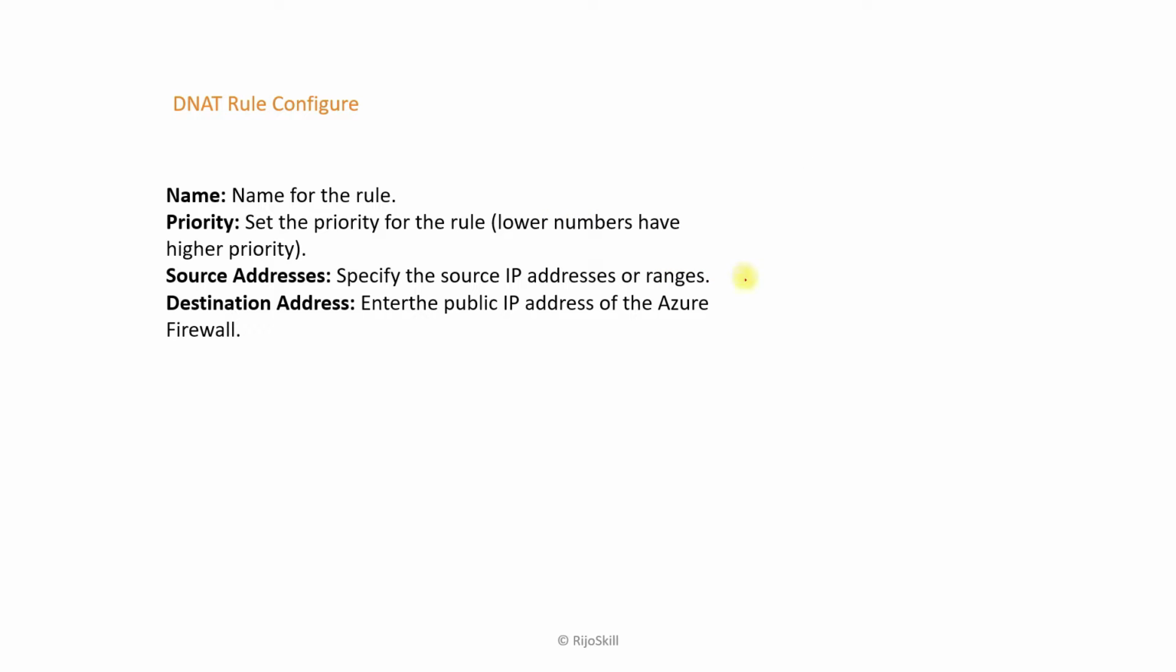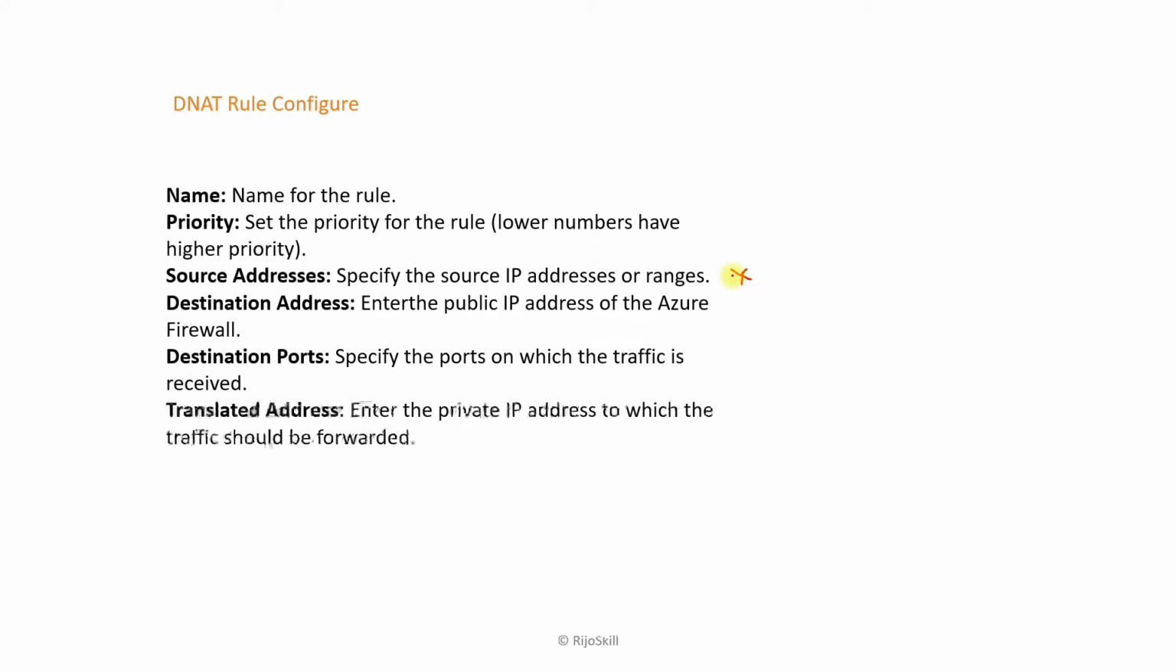Source address means, for example, if traffic is coming from the internet, you can put a star, because you don't always know the IP address. If you have a specific IP address, you can give the specific address range. Okay, so for destination address, enter the IP address of the Azure Firewall, and for destination port, specify the port you need to open, the port on which traffic will be received. Then translated address, enter the private address.